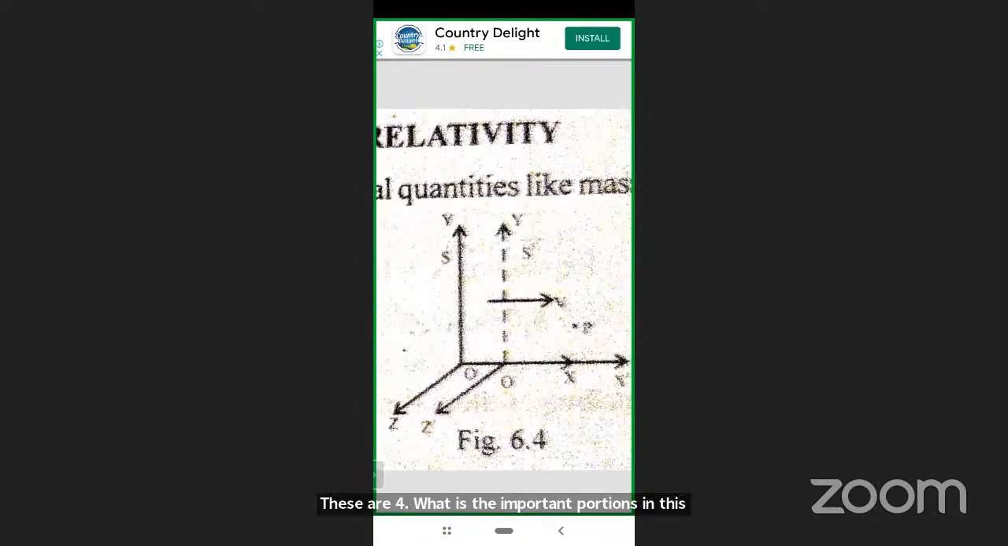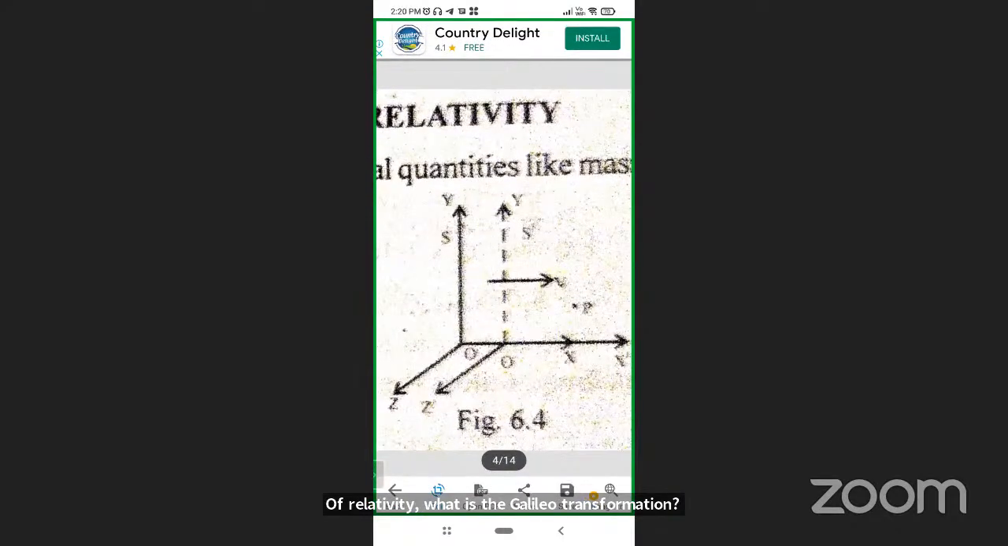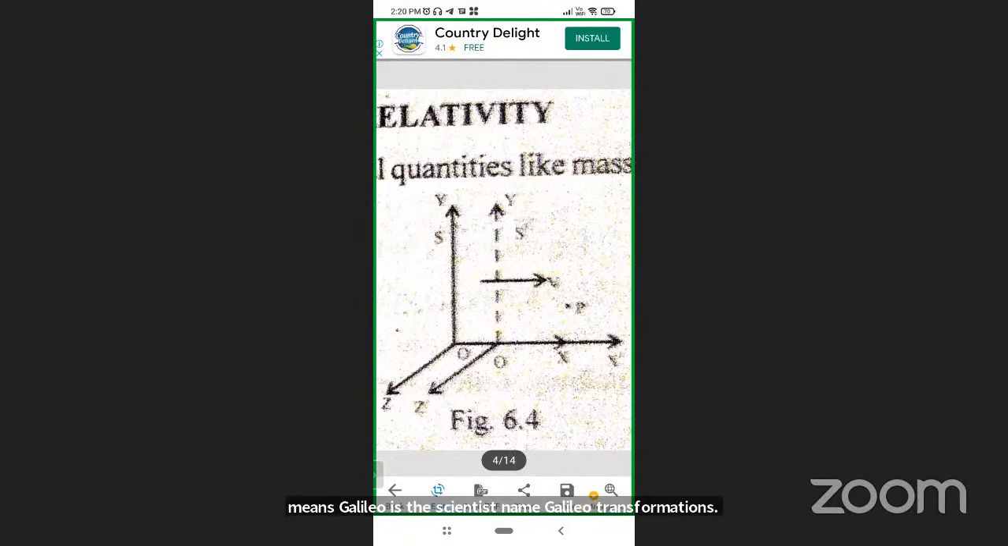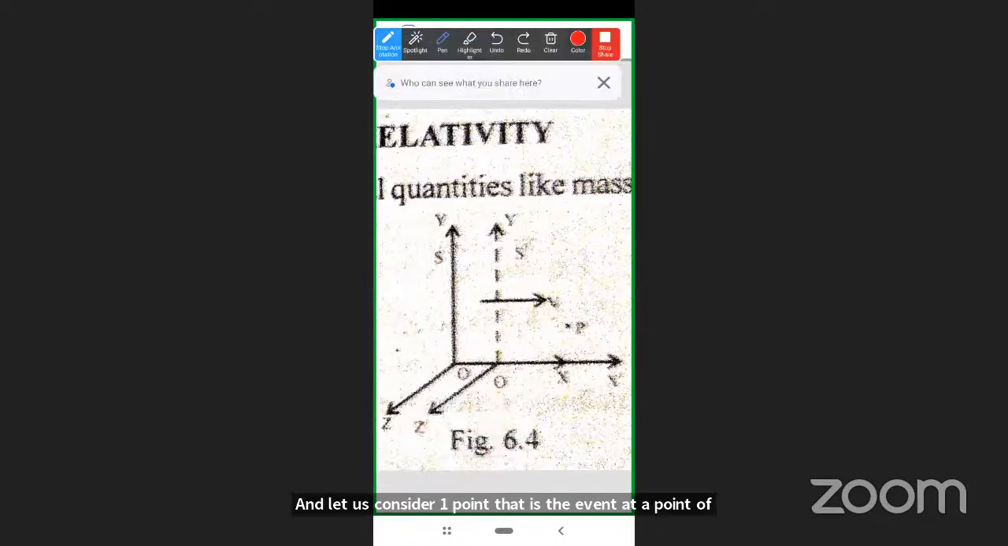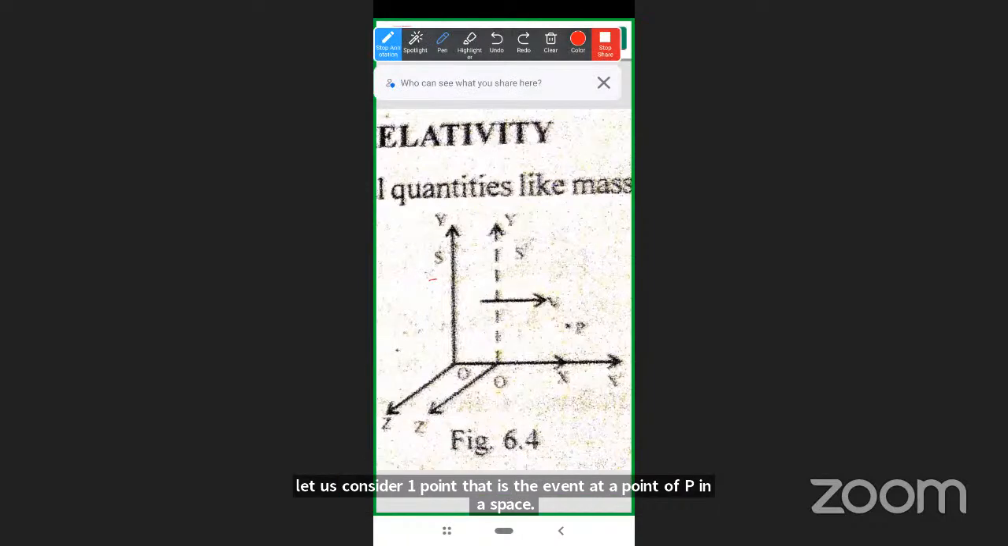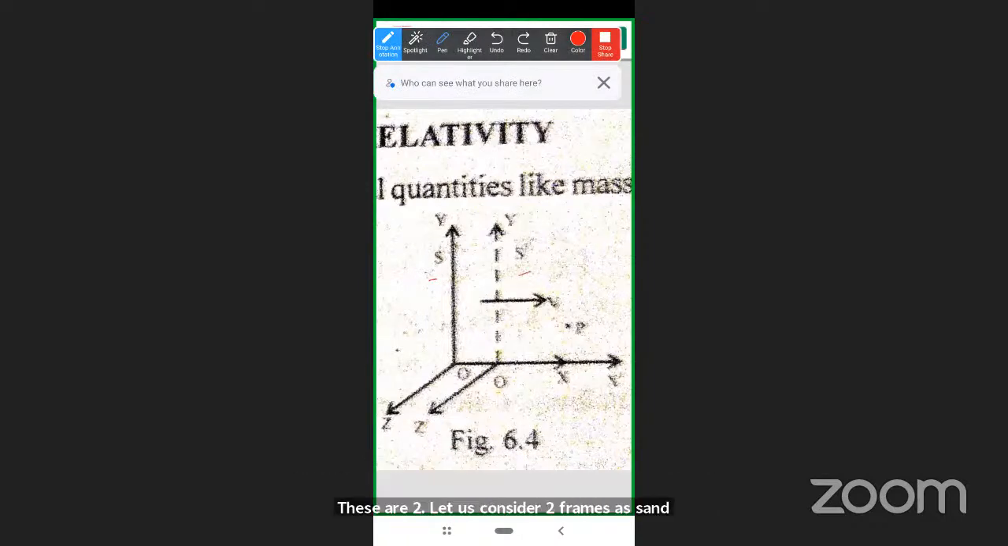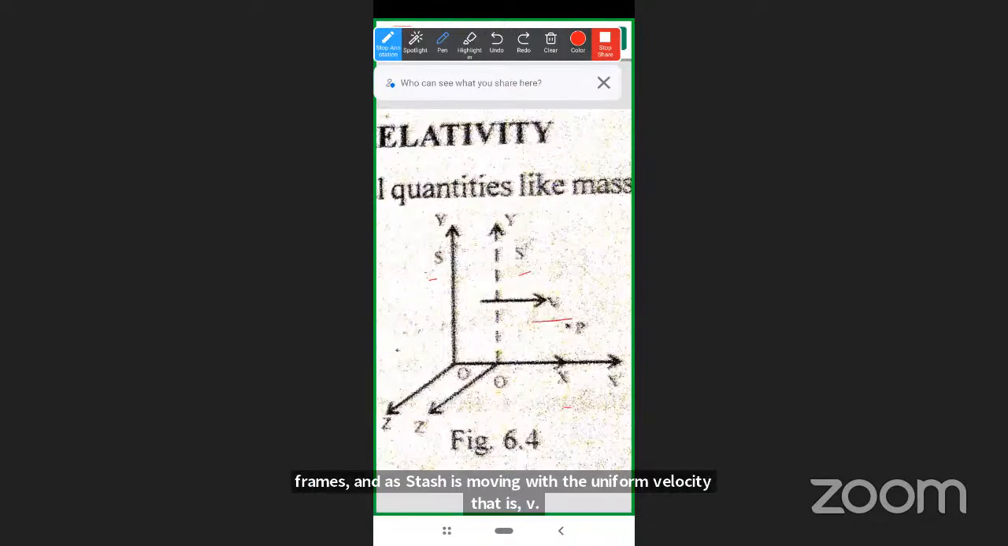Galileo transformations. Let us consider two frames, S and S dash, as shown in this figure. S dash is moving with a uniform velocity v along the positive x direction. Let us consider one point, an event at a point P in space. So here are the two frames, S and S dash, and S dash is moving with uniform velocity v along the positive x direction.